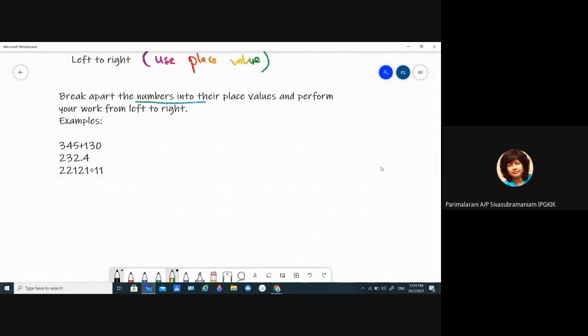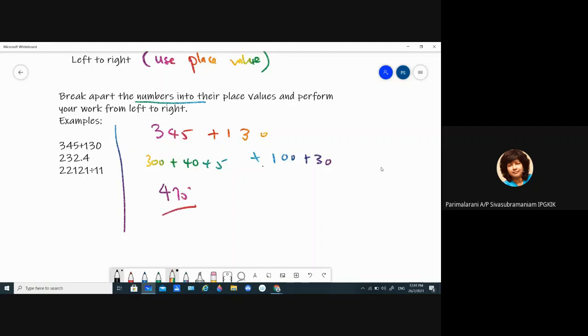So for example, the first one, 345 plus 130. Actually this is 300 plus 40 plus 5 and this is 100 plus 30. So we're going to add the hundreds first. So 300, 400, 40 plus 30 is 70 and then we have a 5 here. So it's 375.